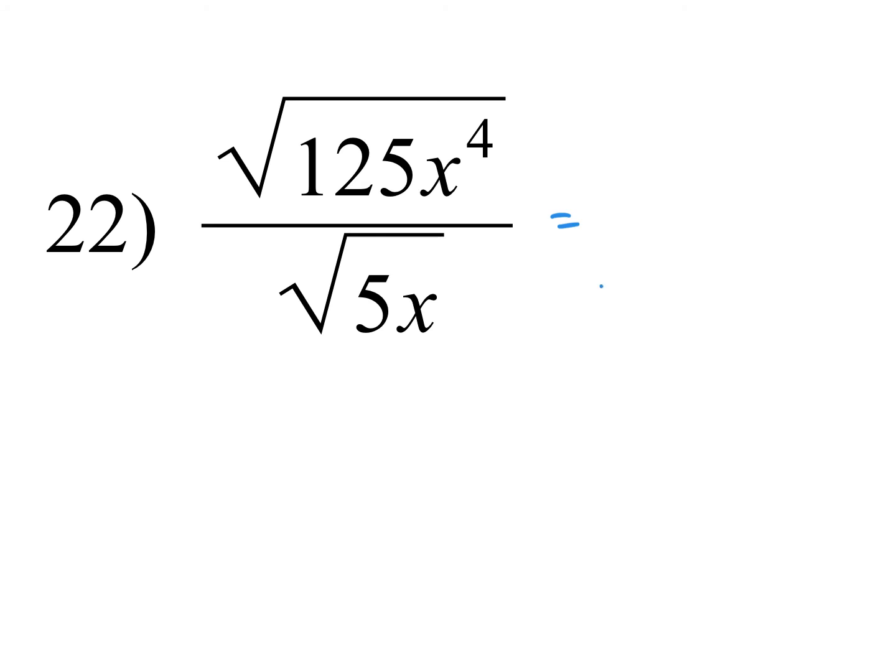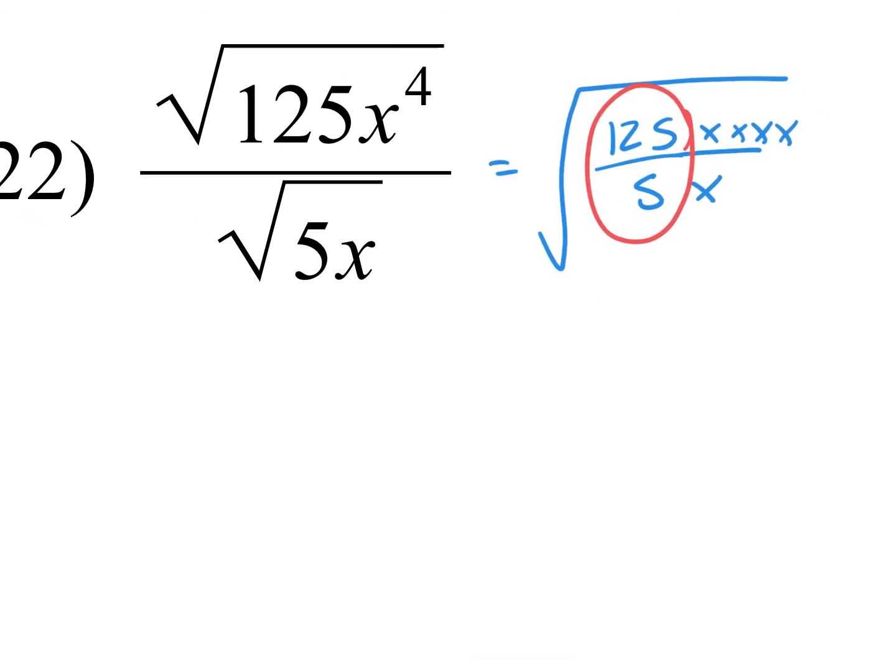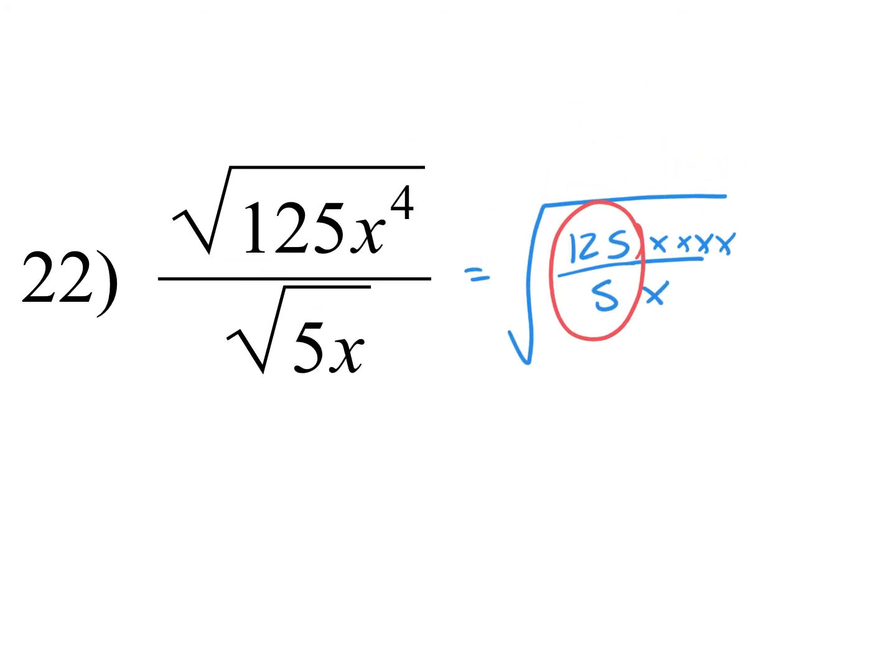Yes. So I put it all under one radical. I have 125 x to the 4th power, and then 5x. So starting with the numbers, can I simplify this? 125 over 5. Does 5 go into 125? How many times? 25. So if you didn't know that, just write it down. I have 125 divided by 5. So 5 goes into 12 2 times with 2 left over. 5 goes into 25 5 times. So this would be 25.